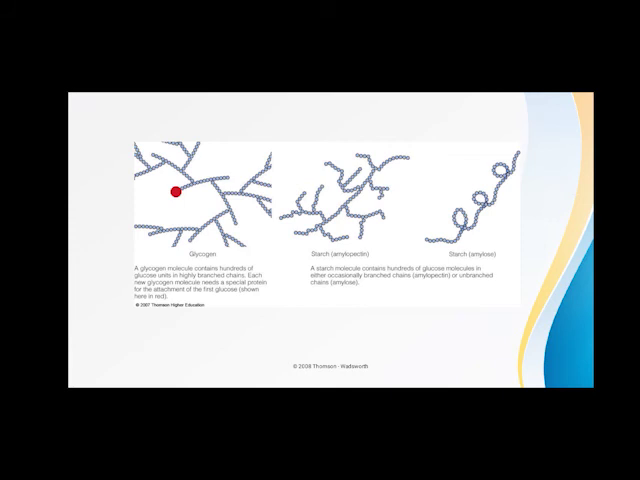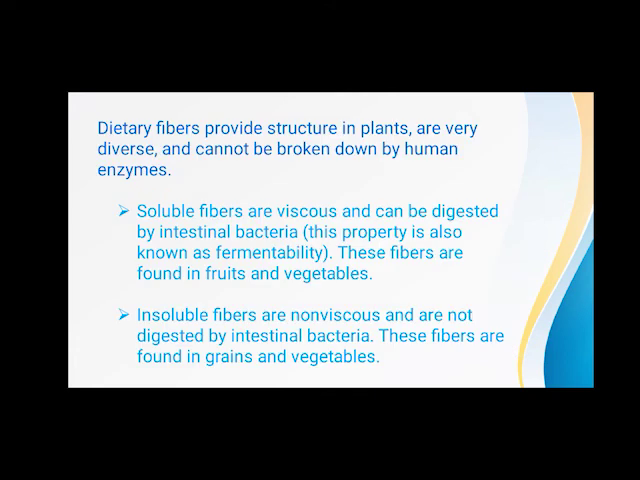Dietary fibers also provide structure in plants, are very diverse, and cannot be broken down by human enzymes. Soluble fibers are viscous and can be digested by intestinal bacteria. This property is also known as fermentability. These fibers are found in fruits and vegetables. However, insoluble fibers are non-viscous and are not digested by intestinal bacteria. These fibers are found in grains and vegetables.